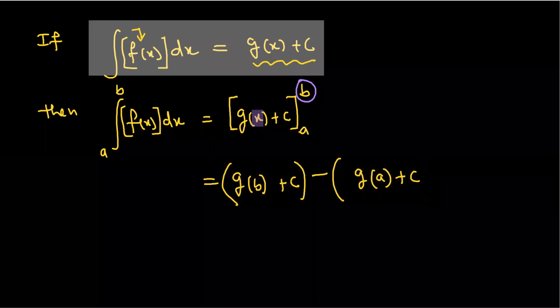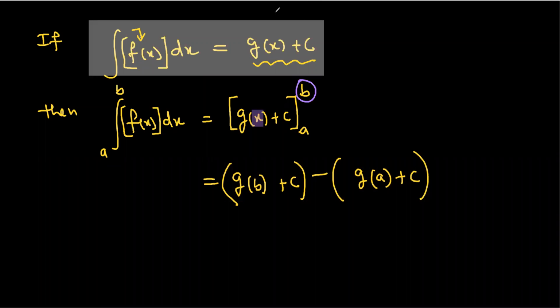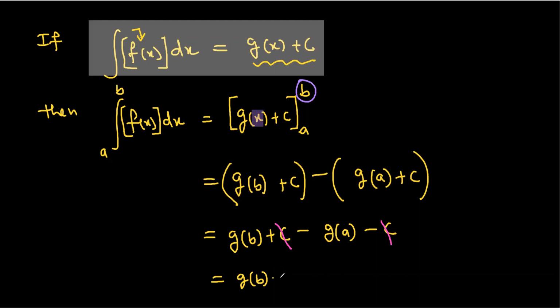See what we get next. Now I open this bracket. When I open the bracket, I get g of b plus c minus g of a minus c. And I notice that the c gets cancelled. Because the c is getting cancelled, I'm left with g of b minus g of a. So what I got is the integral from a to b of f of x dx is g of b minus g of a. Students, this problem we solved in general.